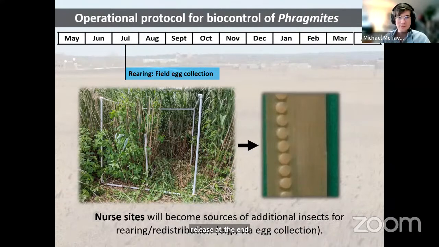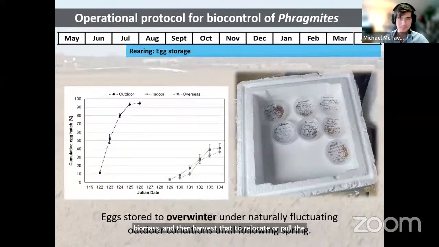If we look to sort of mid-July, we're going to talk more about release in a moment, but what we really look to are what we call nurse sites. So these are locations where populations become established and are reproducing, and these become important sources of additional insects for further rearing and redistribution. So for example, as seen here, we can cut some of that Phragmites stem biomass and then harvest that to relocate or pull the eggs off of them for additional rearing or distribution.